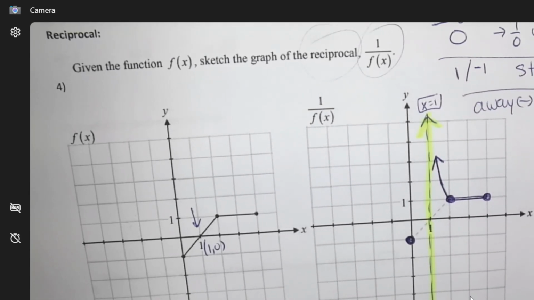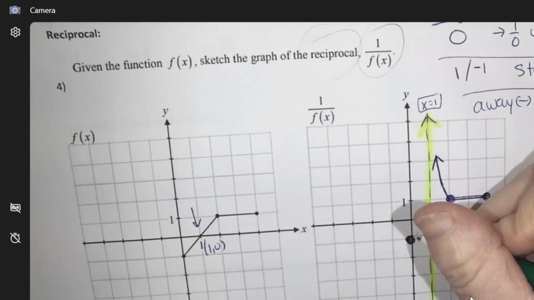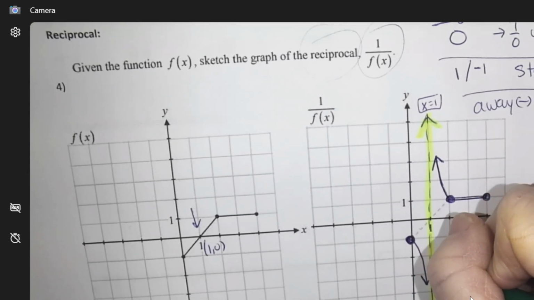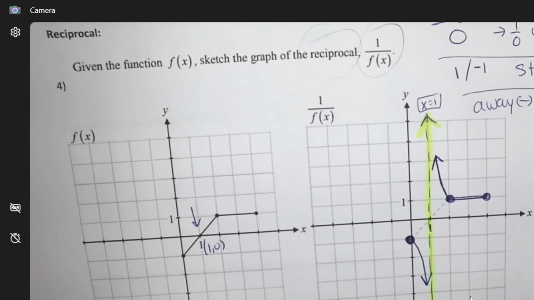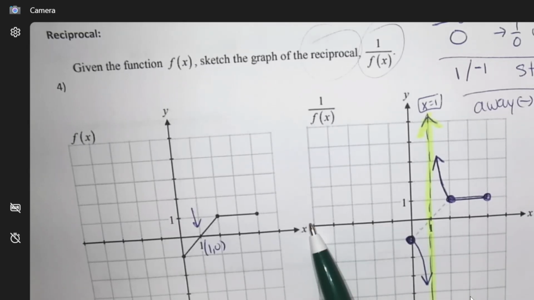I'm going to move away. And this region, same thing, I'm going to go away. Don't touch an asymptote. Don't curl away from an asymptote. Okay, I do not have an asymptote here.